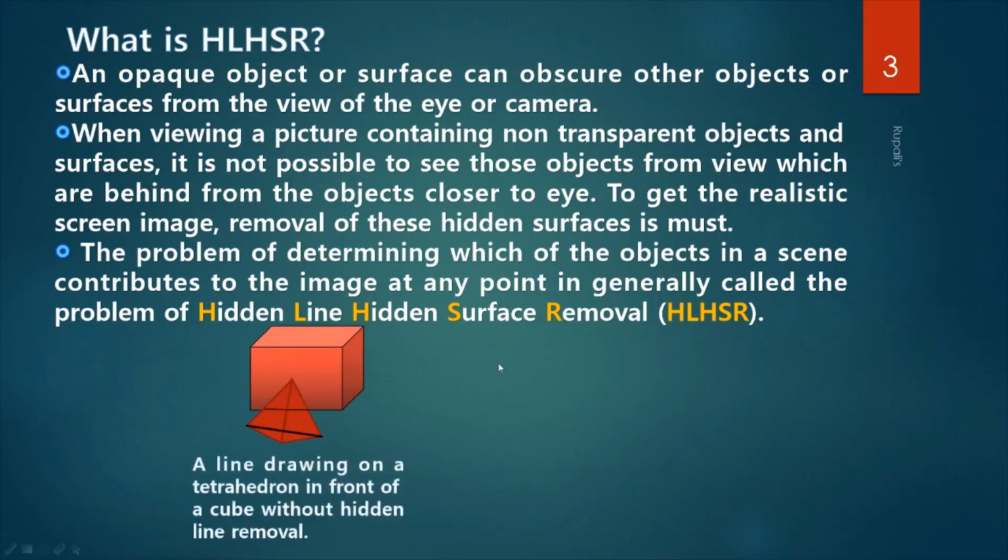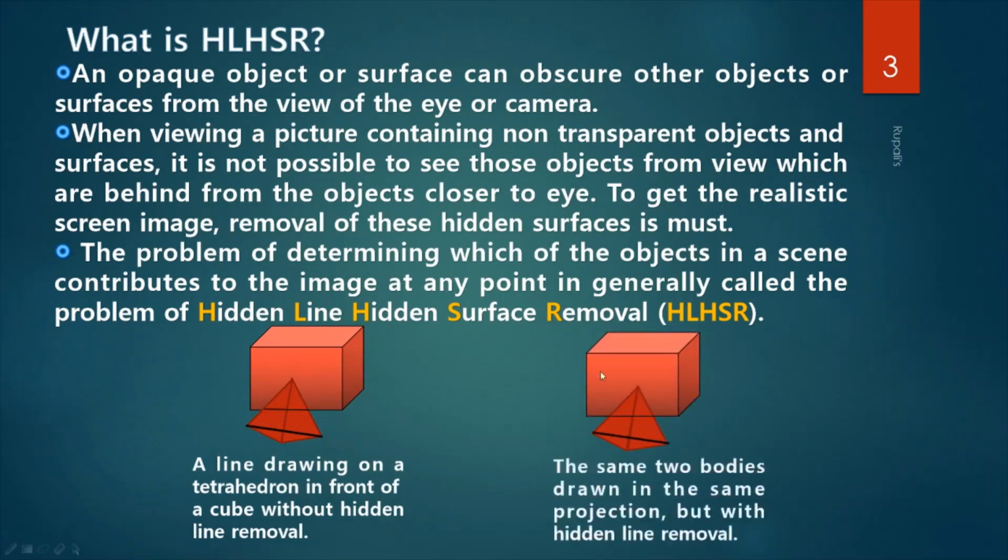See the figure. Here is a line drawing of a tetrahedron in front of a cube without hidden line, hidden surface removal. But the picture should be like this. The same body is drawn in the same projection but with hidden line removal. Here, the hidden line is removed because the opaque object can obscure other objects or surfaces from the view of the eye or camera. And determining which of the objects in a scene contributes to the image at any point is generally called hidden line, hidden surface removal. This procedure is called hidden line, hidden surface removal.